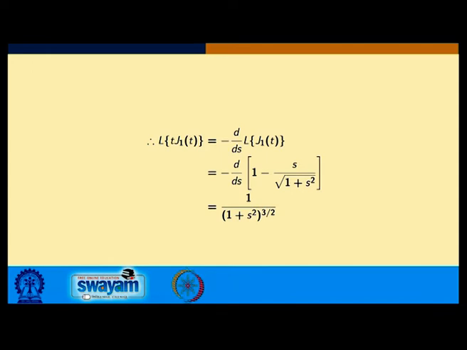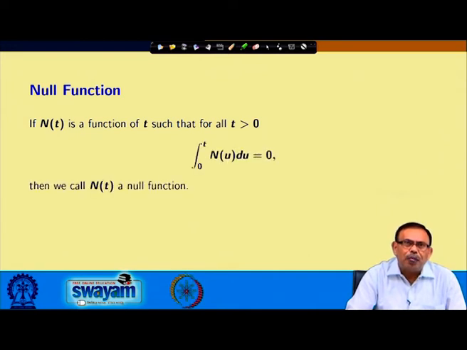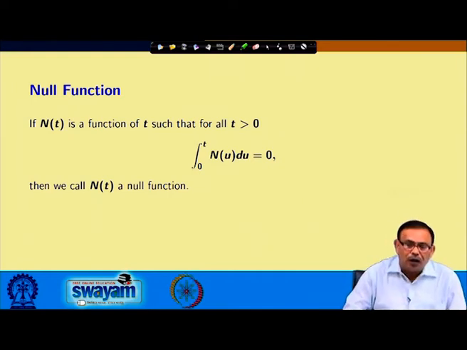Let us see a function which we call a null function. If n(t) is a function of t such that for all t greater than 0, the integral from 0 to t of n(u) du equals 0, whenever t is greater than 0, then we call n(t) a null function. Please note this one.